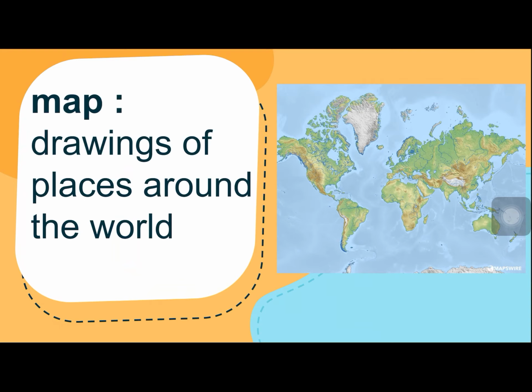Our next word is map. Say map. Good. A map is a drawing of places from around the world. So you can look at the picture here. That is a map of the world.